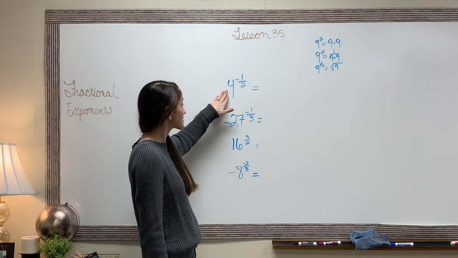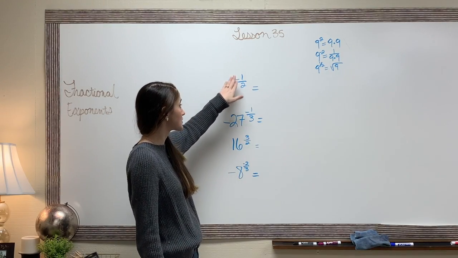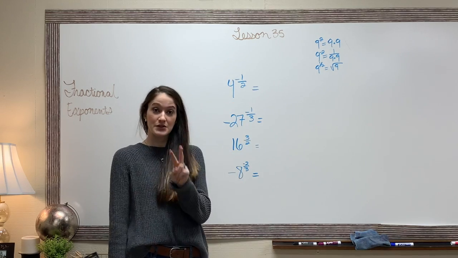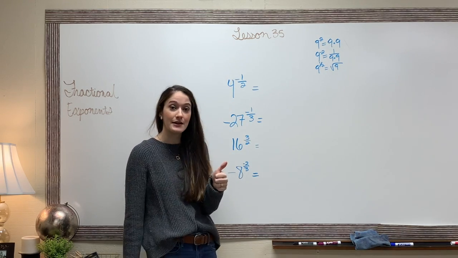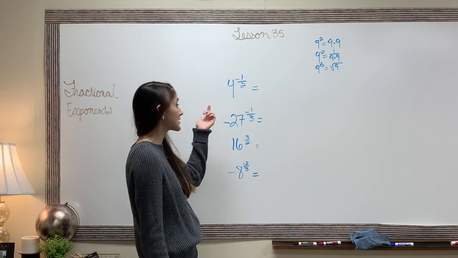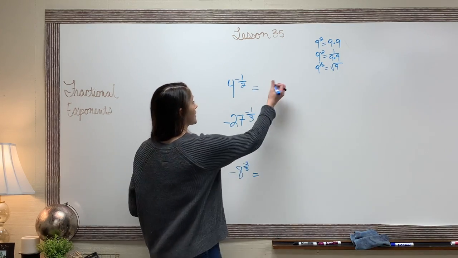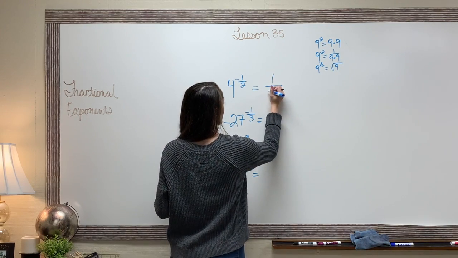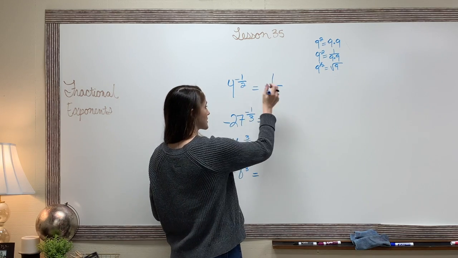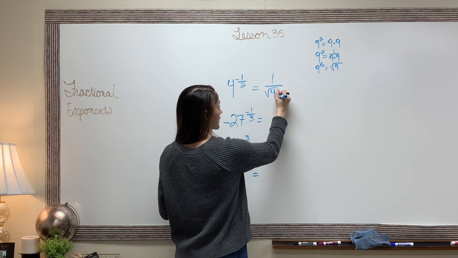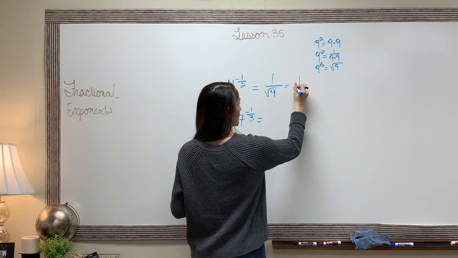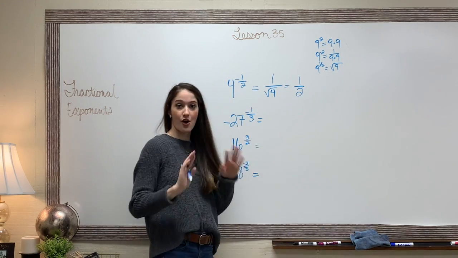Okay, so our first practice problem is 4 to the negative 1/2. So we have 2 things happening. Our exponent is negative, and it's a fraction. So negative means I'm going to flip it. So this will become 1 over, and then we have 4 to the 1/2. So that would be the square root of 4. So this would be 1/2. That would be our answer.